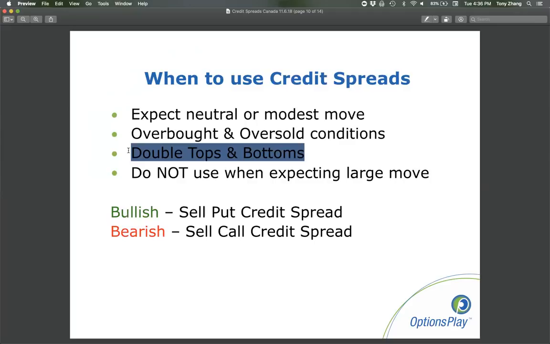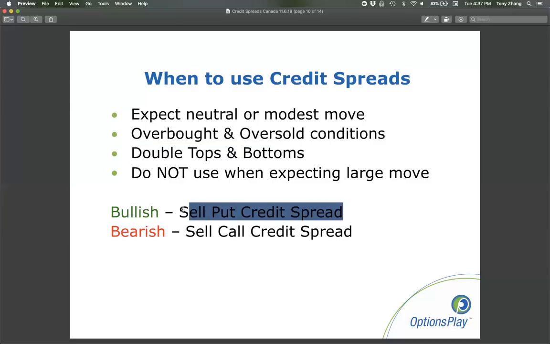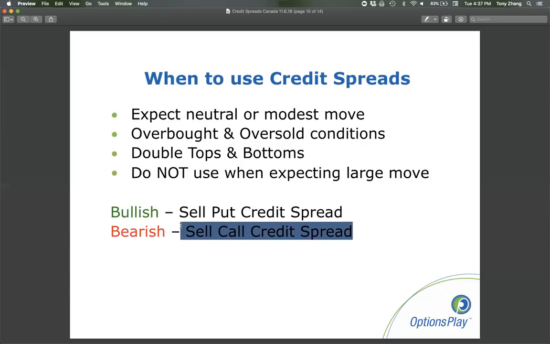Double tops or bottoms. For those of you that like to use charts, and you feel that you found a support level where you think the stock's not going to continue going any lower, that's a good time to sell a put credit spread, when you feel that it's bottoming out. I have a few examples of this in some of the financial stocks up in Canada that are exhibiting this double bottom, and they're kind of oversold. These are ideal for selling credit spreads, and vice versa. If something is overbought and you're bearish on it, you want to sell a call credit spread.